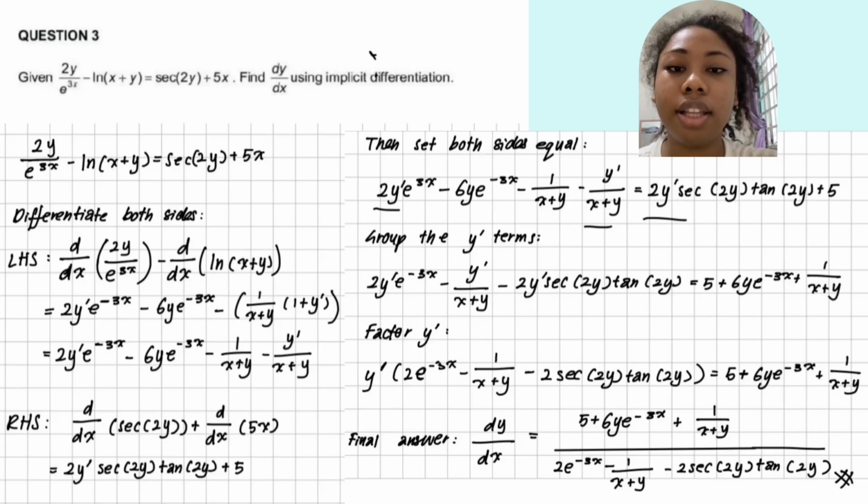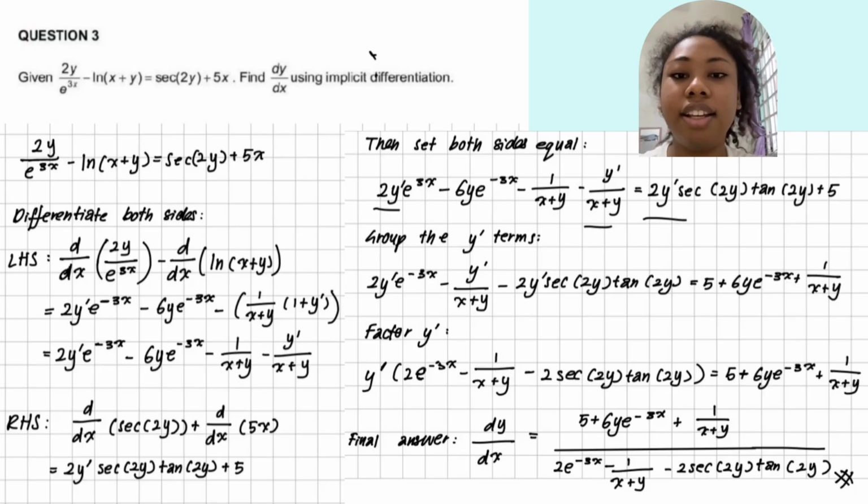Moving on to the right hand side, d over dx of sec 2y plus d over dx of 5x equals 2y prime sec 2y tan 2y plus 5. After getting the left hand and right hand side, we will then set both sides equal.